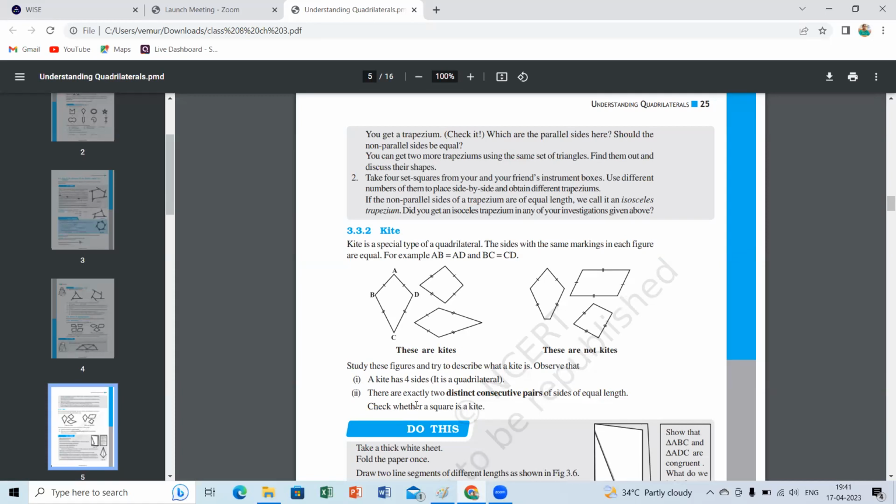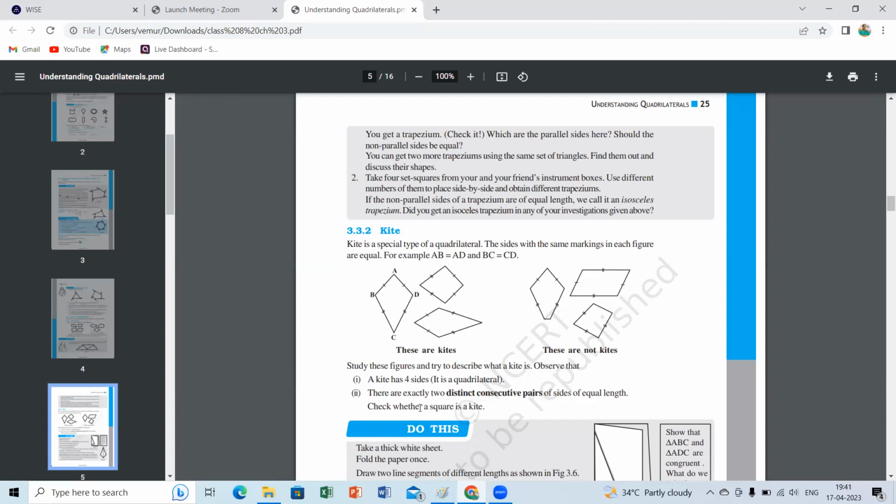That's all. And here, what do you know about adjacent sides? Children, they share a common point. Very good. That's one thing. The sides which make an angle are adjacent.